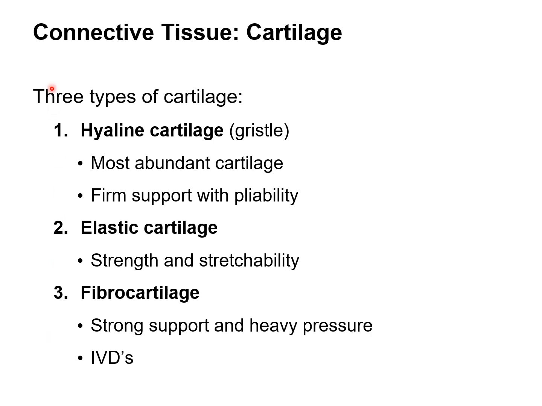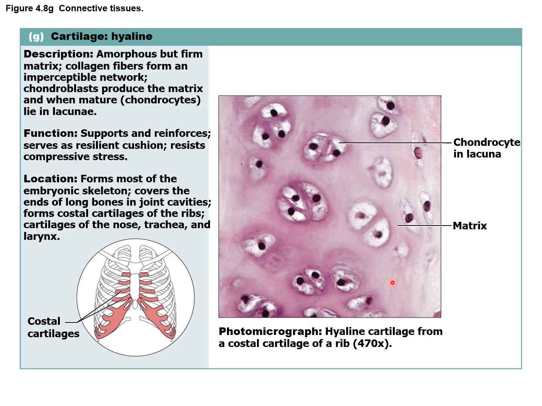Here are the three types of cartilage. We're going to go through them with pictures: hyaline, elastic, and fibrocartilage, and it will be important to know their locations in the body, because we'll see that in multiple chapters. Hyaline cartilage is the type of cartilage that we have the most of.